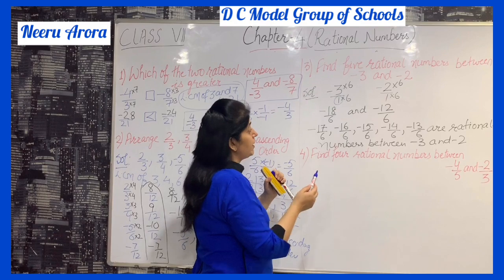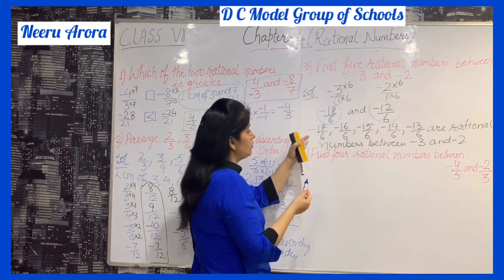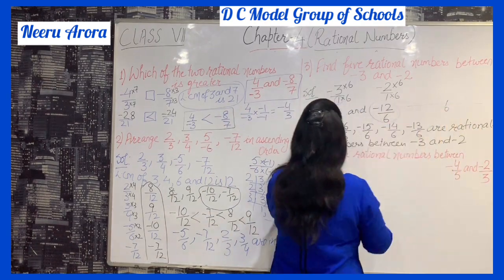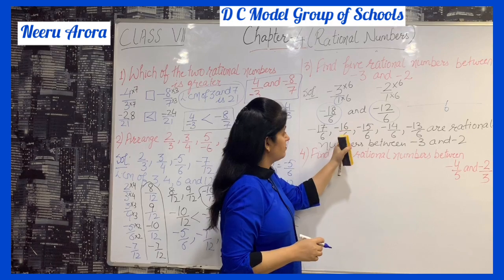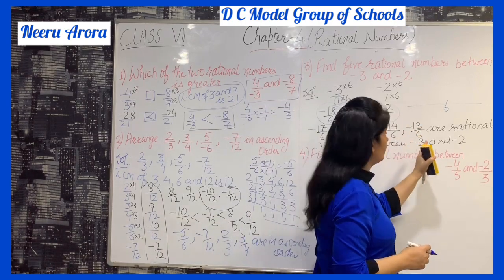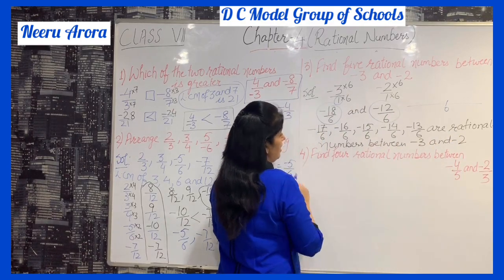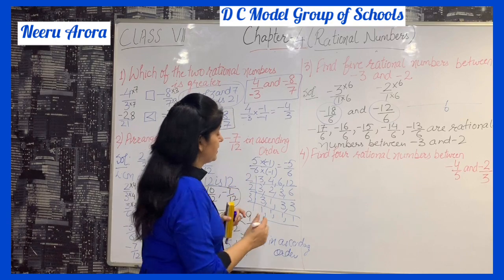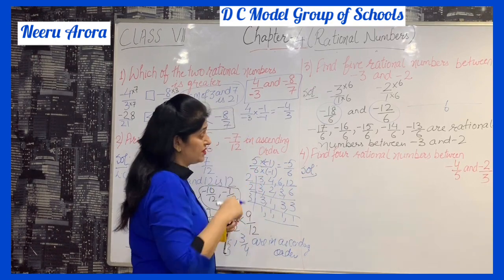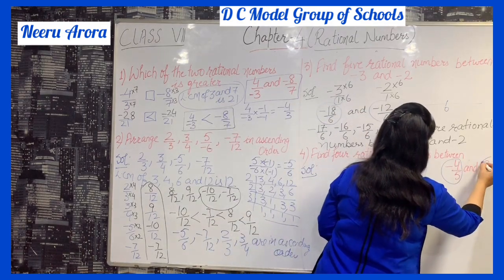Now we want to find rational numbers between these two rational numbers. We know the number line. We have taken out minus 17 by 6, minus 16 by 6, minus 14 by 6, minus 13 by 6 as rational numbers between minus 3 and minus 2. Now the fourth question: the two rational numbers are minus 4 by 5 and minus 2 by 3.